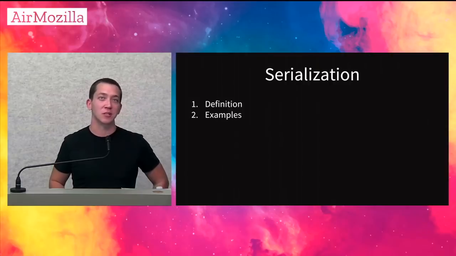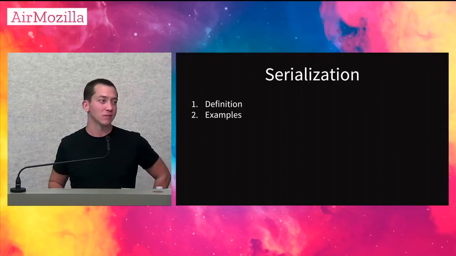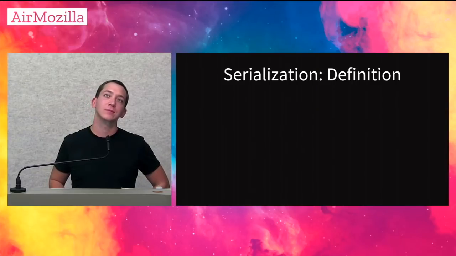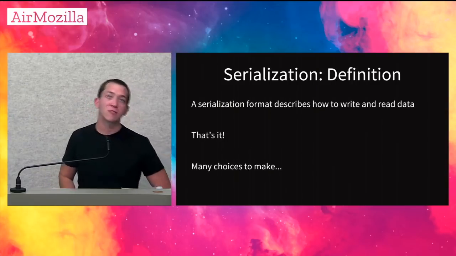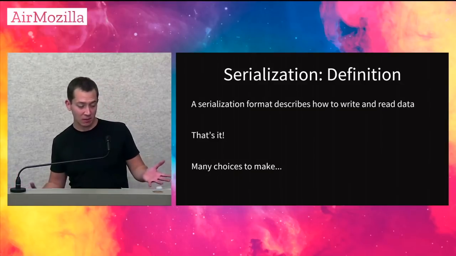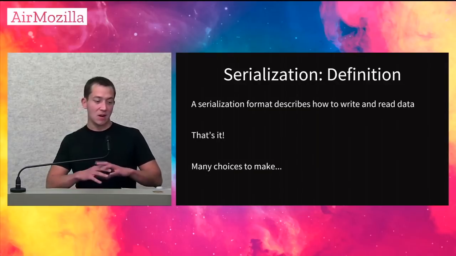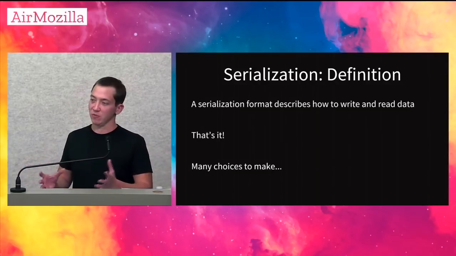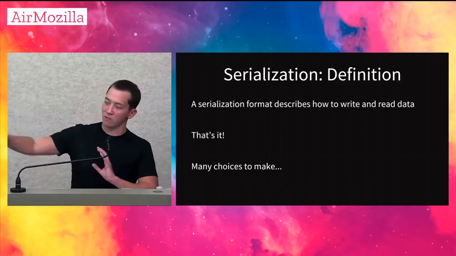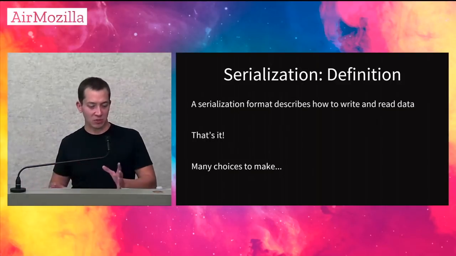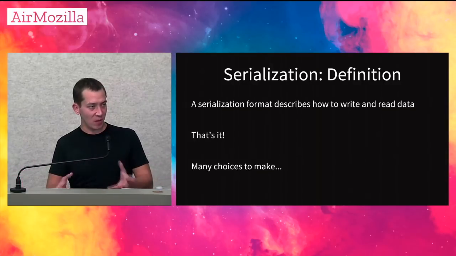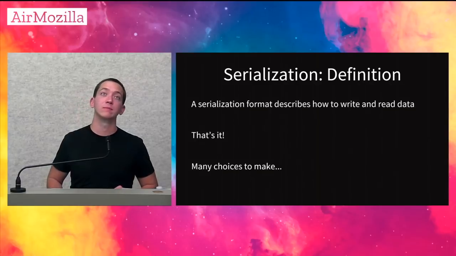Let's talk about serialization. This is short, 2 sections. I'll give a definition and then some examples. A serialization format describes how to write and read data, and that's it. There are too many choices to make with this, so you can imagine any number of choices and options for how you can write data, save it in memory, save it on disk, send it over the network, read it from the network, all these different options. So for concision, I'm just going to focus on 3 different kind of popular ones, and I'll compare them.